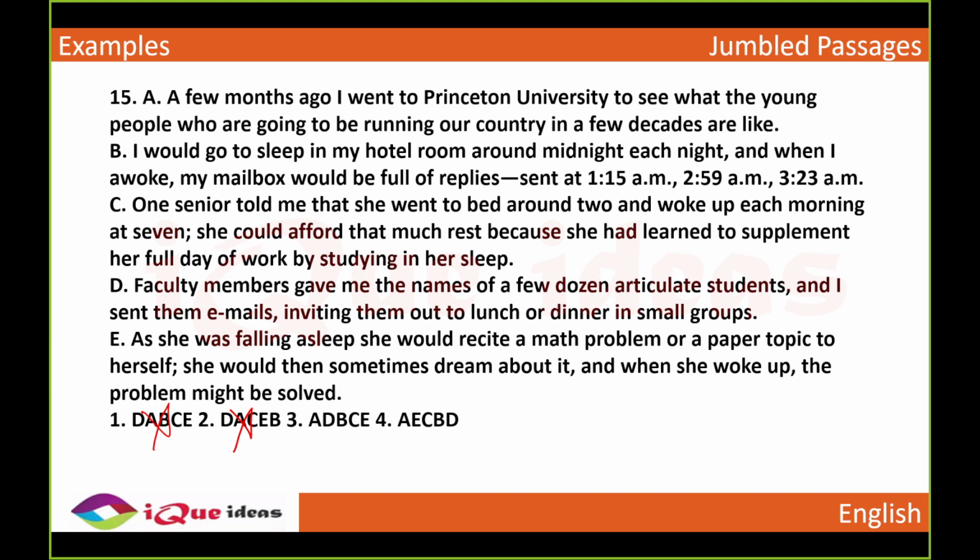E says as she was falling asleep. तो ये she कौन है? A only talks about I went to university to see young people and उसके बाद immediately she was falling asleep में कोई description नहीं है. But ADBCE के साथ जाऊं तो I went to Princeton University, faculty members gave me the name of some students. Then B, I would go to sleep and then my mailbox will be full of replies. Then C, one senior told me she went to bed, and then E, as she. So the she can refer to the senior. So then ADBCE definitely makes a lot of sense. So we have to go with option 3 then.